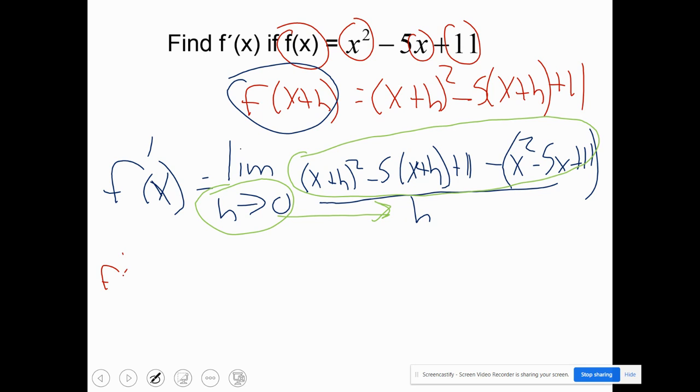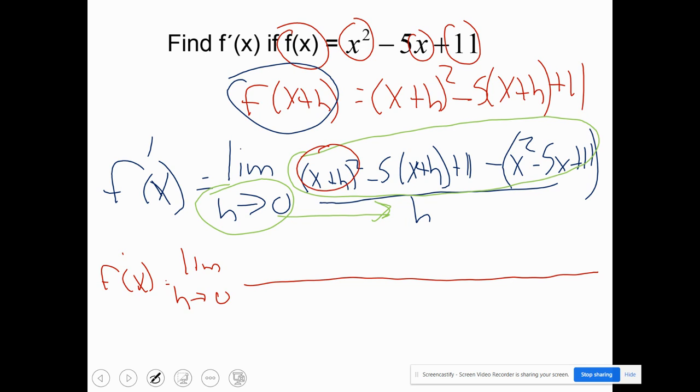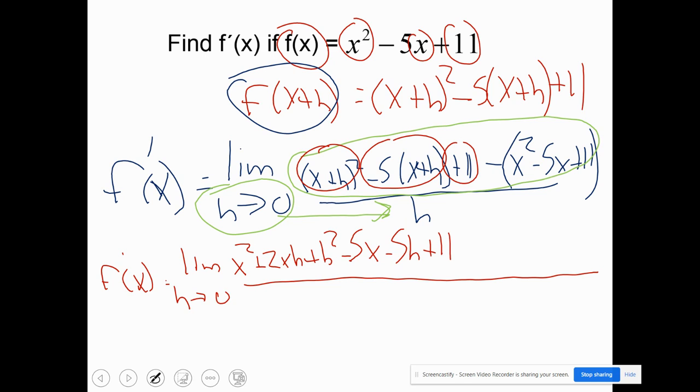F prime of x equals the limit as h approaches 0. There's going to be a lot of terms here. So x plus h squared, we've already said once, is x squared plus 2xh plus h squared. Distribute the 5, negative 5x minus 5h plus 11. And then over here, let's make sure we distribute the negative that's in front: negative x squared plus 5x minus 11, all over h.